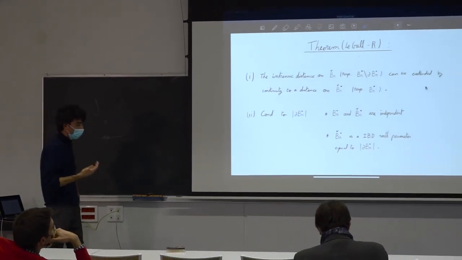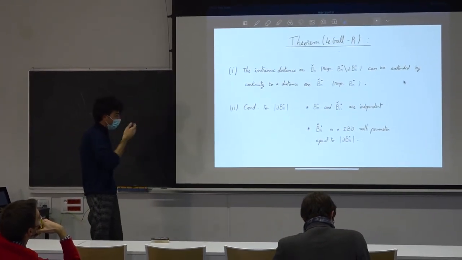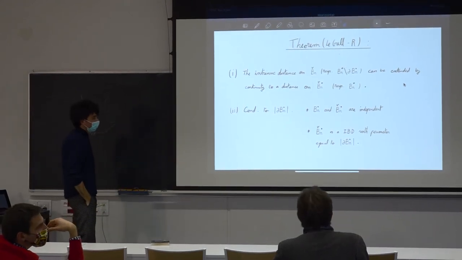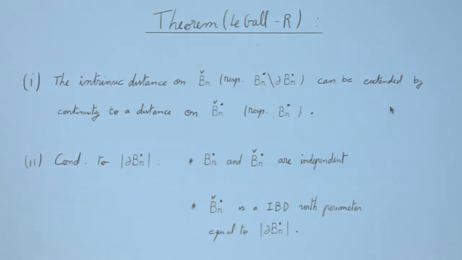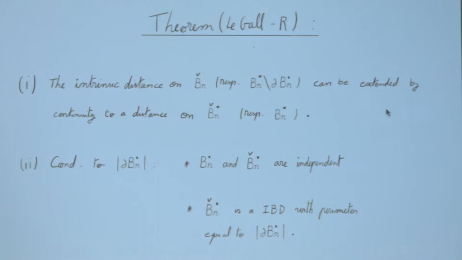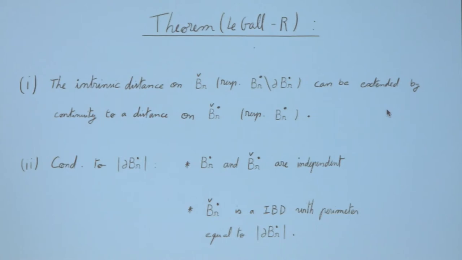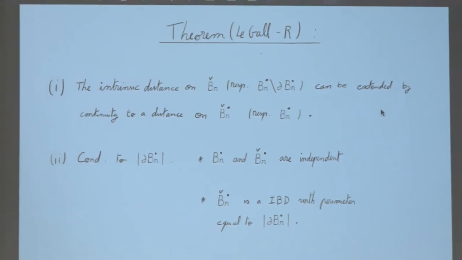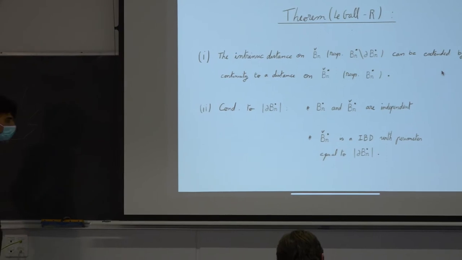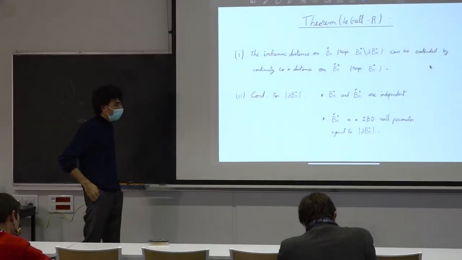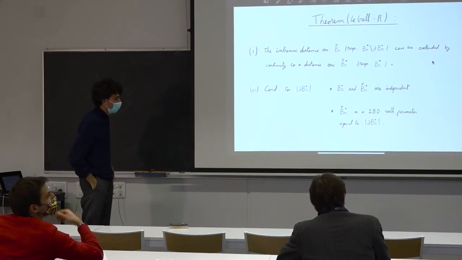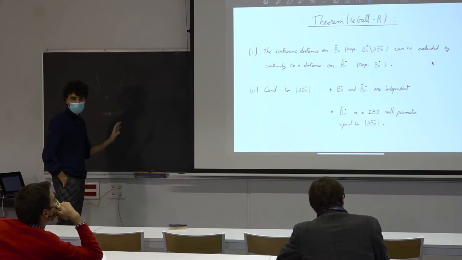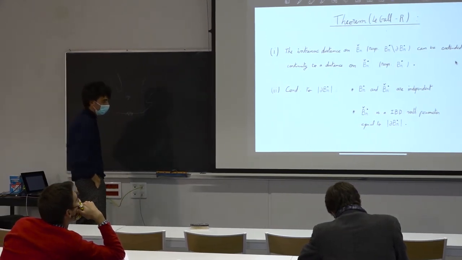And what it says is that everything works just fine. So that was a work in collaboration with Jean-François Le Gall. And what you have is that you can actually extend by continuity the distance on the boundary and also the distance on the hull. And conditionally on the length of the boundary, these two spaces become independent, and the inbound connected component, the infinite part, is an infinite Brownian disk in the sense of Baur, Miermont, and Ray, with the right length. Okay, so here you can ask, what is the measure on, for example, the inbound connected component? Just taking the restriction measure is going to work very well. So it's no problem there.